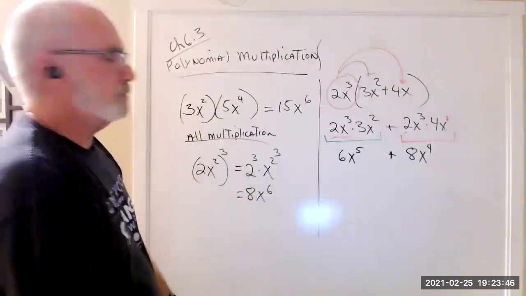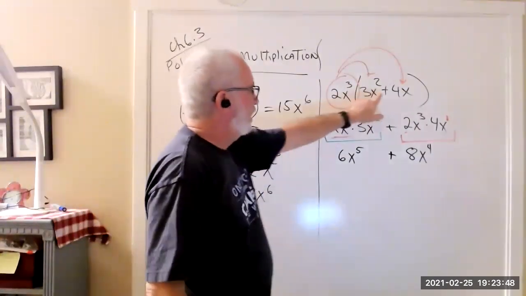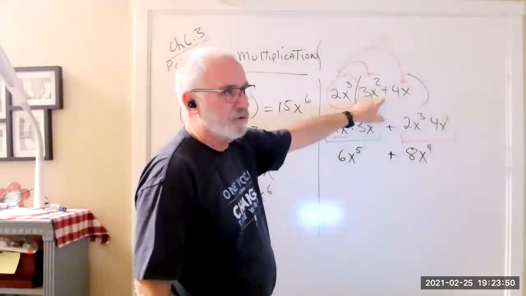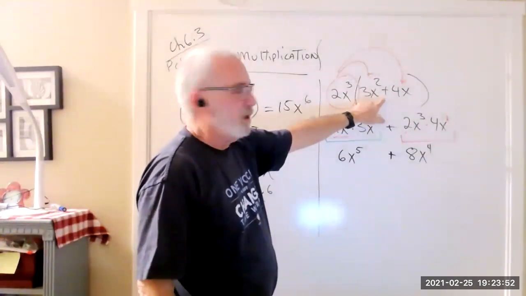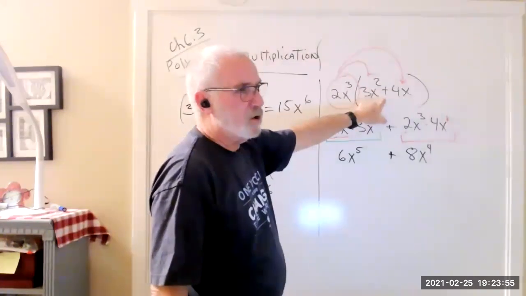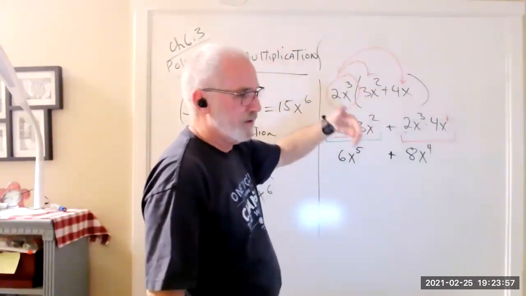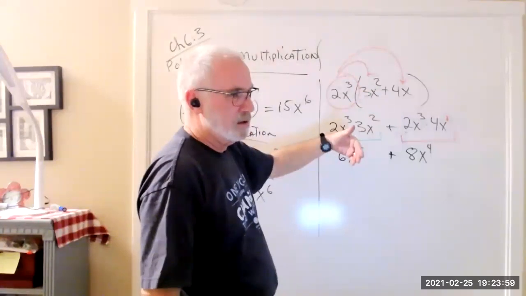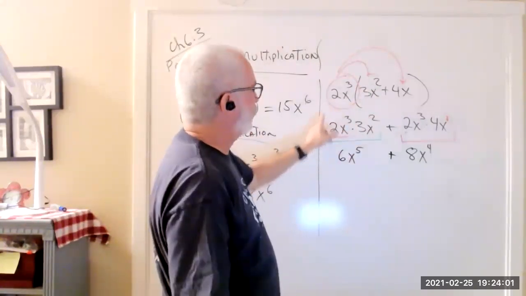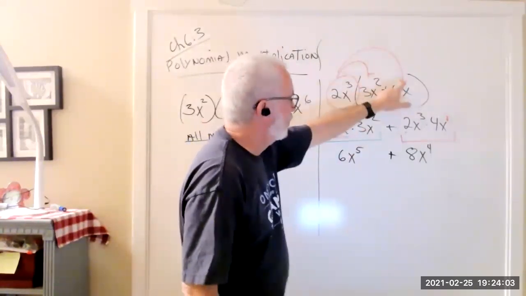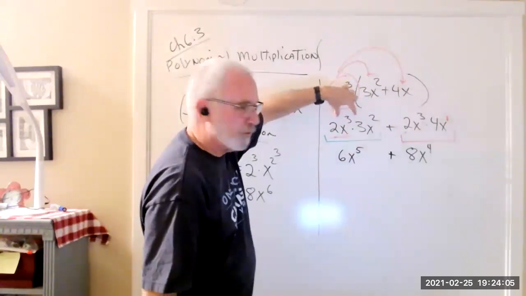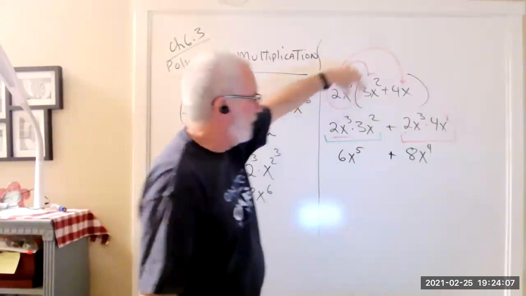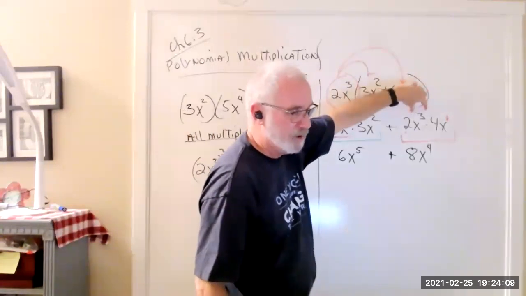So the moral of the story is, if there's a plus or a minus in your problem, then you can't use the rules of exponents right away. You have to first distribute and then use your exponent rules on that part of the problem, and then use your exponent rules on that part of the problem.